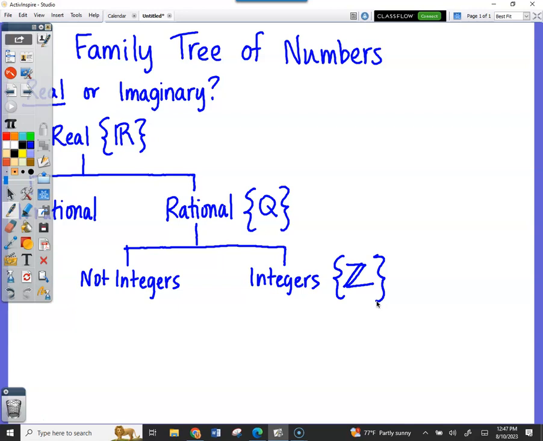Now, why are the integers represented with a Z? I don't know. I haven't come up with anything fancy for that. What are the integers? They are the numbers that run from the negative infinity direction to the positive infinity direction, and I call them the number line numbers. Because if you were to label a number line, they are the numbers you would most likely put on there. It does go from negative to positive. Those are the integers.